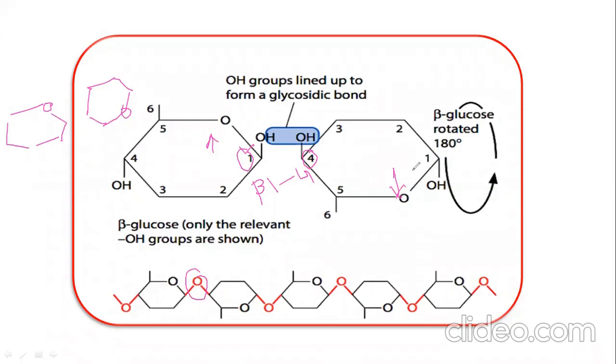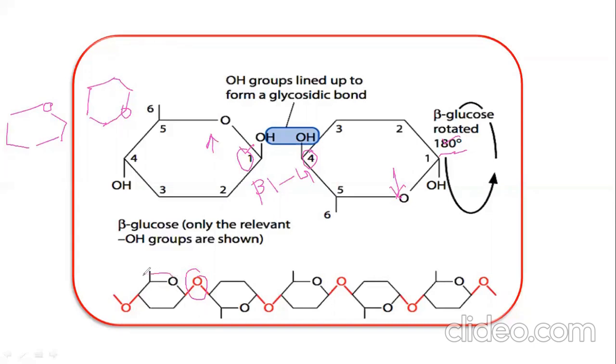Am I clear? And the rotation of this beta glucose by 180 degrees plays a very important role in giving more strength to cellulose, and how, we will discuss now. Am I clear up to here?